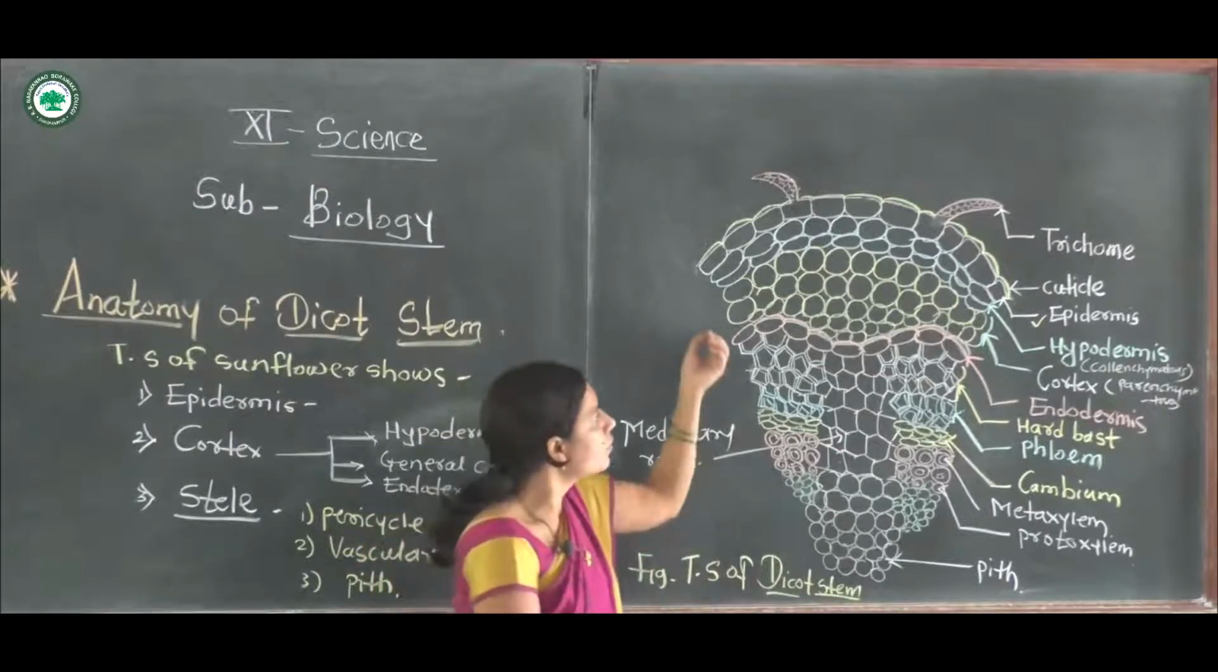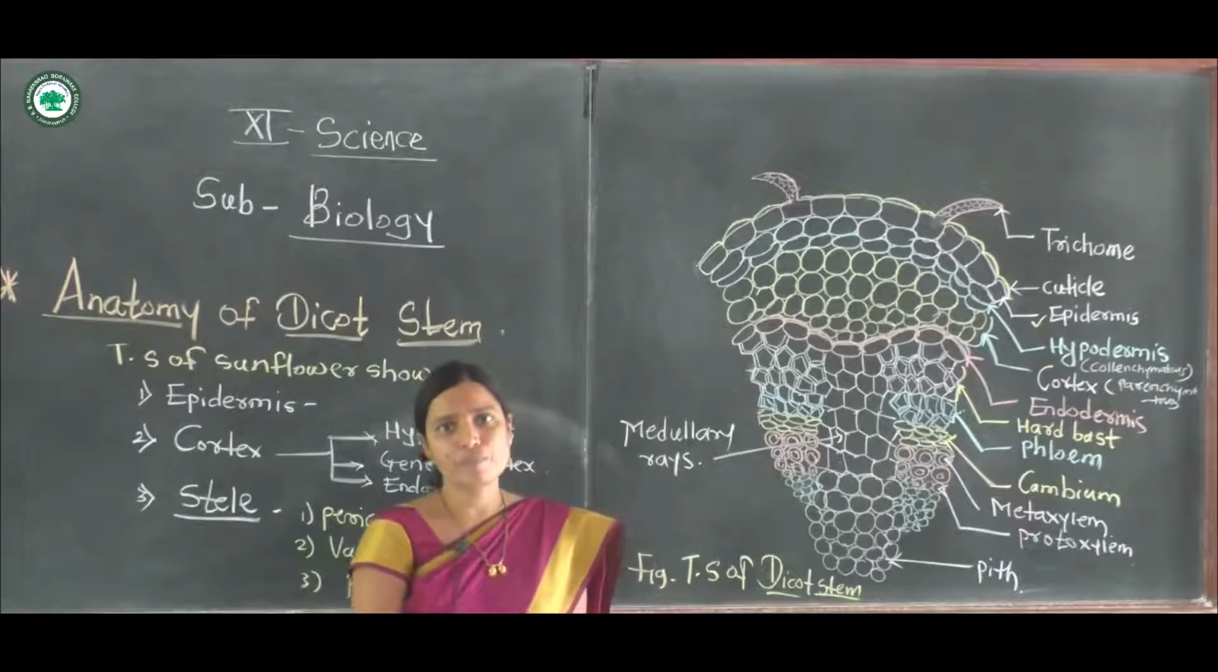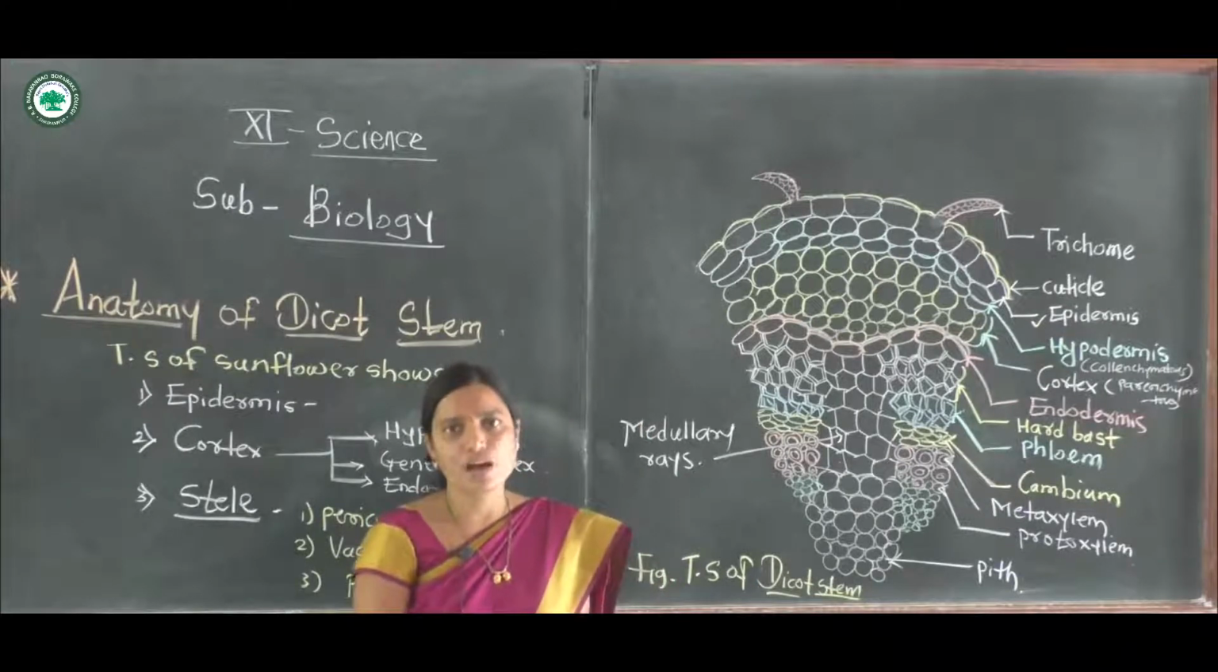These tissues found in the hypodermis region are called collenchyma. It is an important living tissue, found in the hypodermis region of the cortex.